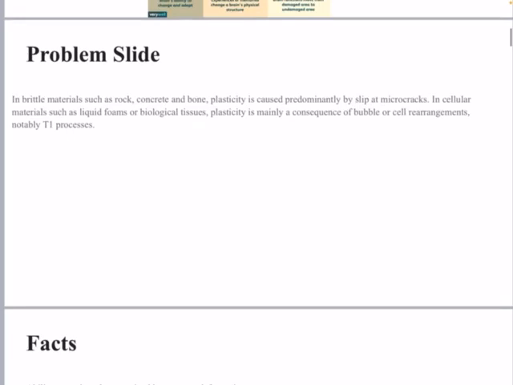Problem slide. In brittle materials such as rock, concrete, and bone, plasticity is caused by slip of micro cracks. In cellular materials such as lipid foams or biological tissue, plasticity is mainly a consequence of bubble or cell rearrangements.